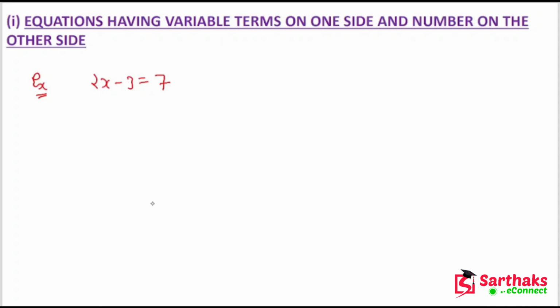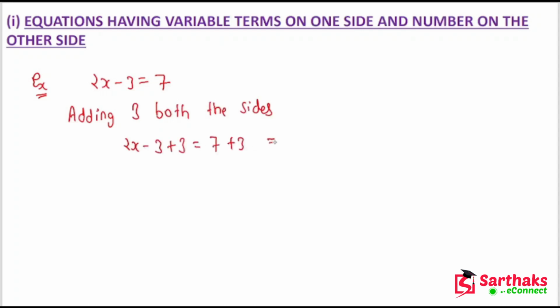Now how do we solve this? Remember the rules. We have to find x, so we have to keep x alone at the LHS, and keep all the numbers on the right hand side, and we will find the value of x, right? To do this, we have to remove this minus 3 from the LHS. We can do that by adding 3 to both sides, because we just read the rules that adding 3 to both sides will not change the equality. Adding 3 to both sides, we get 2x minus 3 plus 3 is equal to 7 plus 3, which gives us 2x is equal to 10.